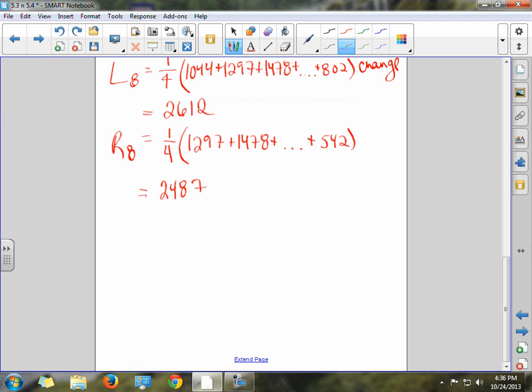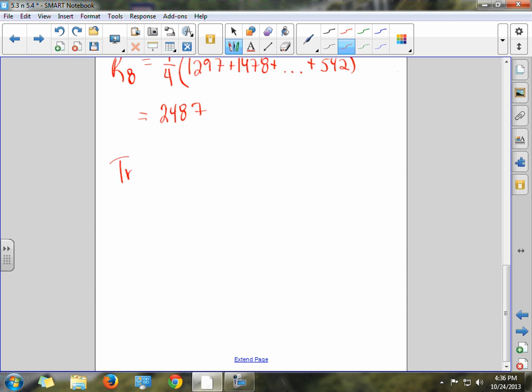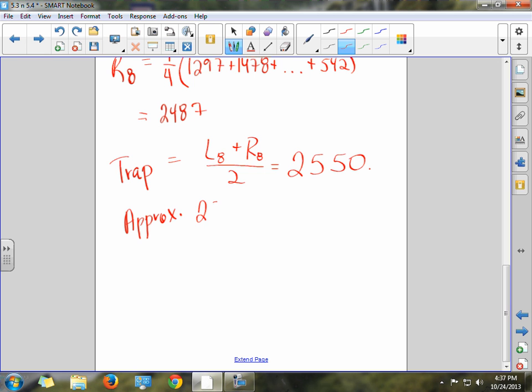So now I want the best estimate. So I want the trapezoid, which is going to be my L sub 8 plus R sub 8 over 2. So this is 2550. So then I'd probably write a sentence. Approximately 2,550 cars passed between 7 a.m. and 9 a.m.